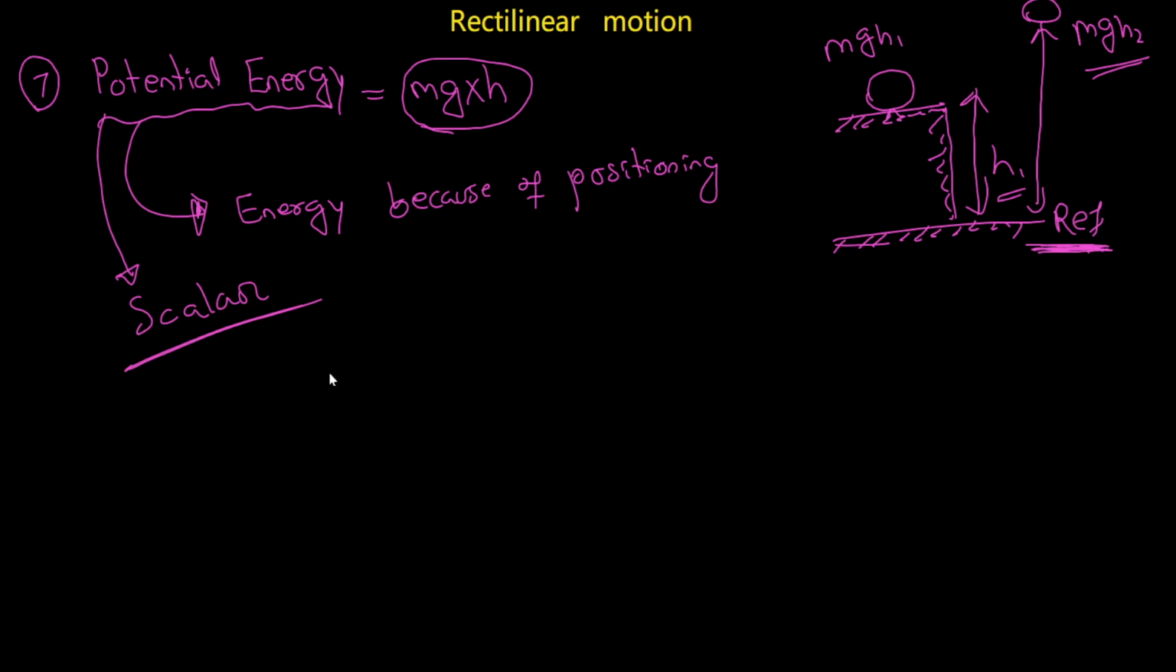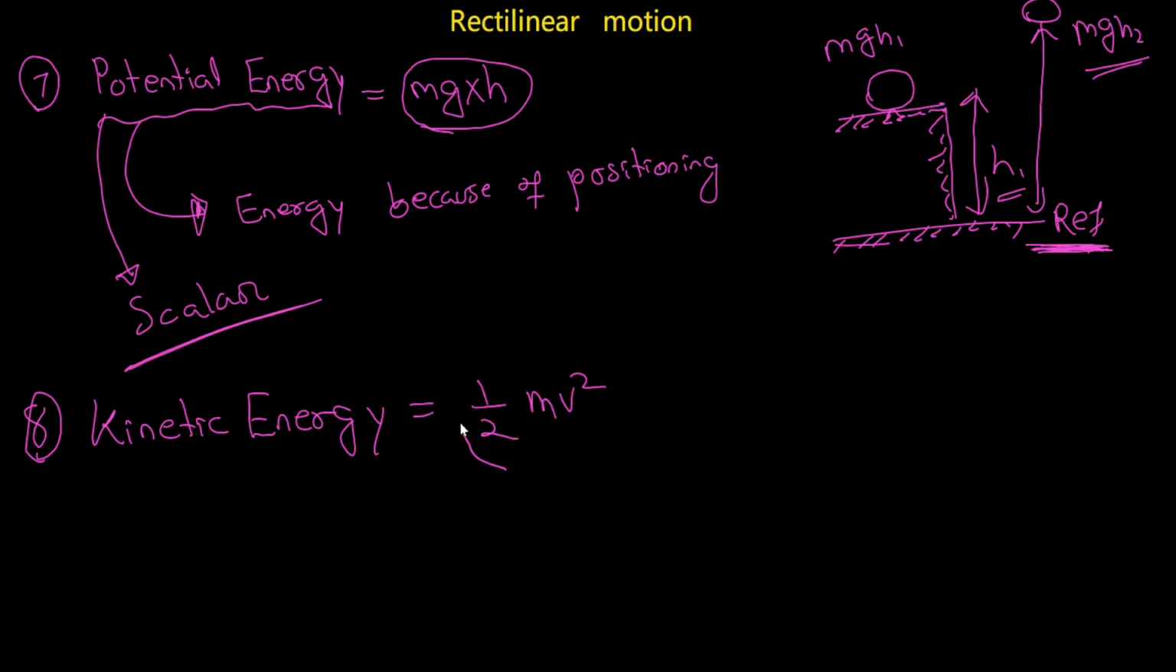Okay, so the eighth one I'll be writing, the next term, that's called kinetic energy. Kinetic energy is simple, nothing but half m v square. Okay, half m v square is the formula of kinetic energy. It is the energy because of motion. Whenever any object is in motion, that object will have some kinetic energy.